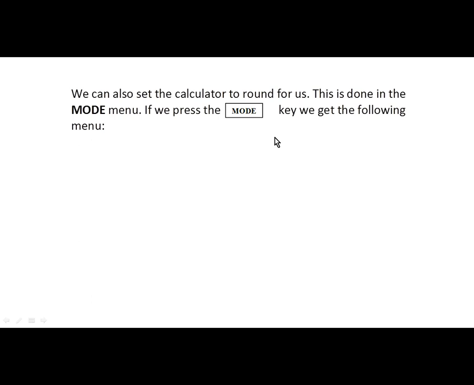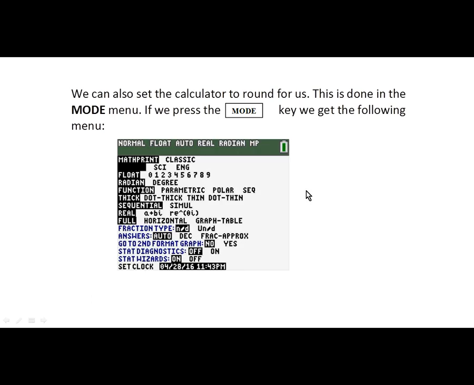We can also set the calculator to round for us. This will save us the agony of trying to figure out how to round. This is done in the mode menu. If we press the mode key, we get the following menu. So when we press mode, we get this.